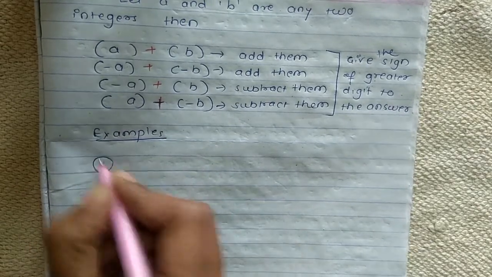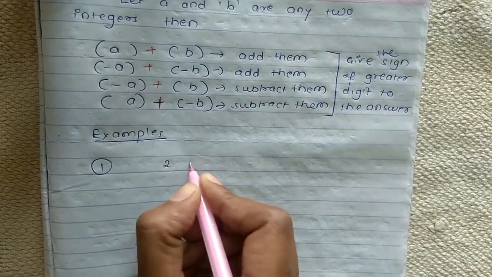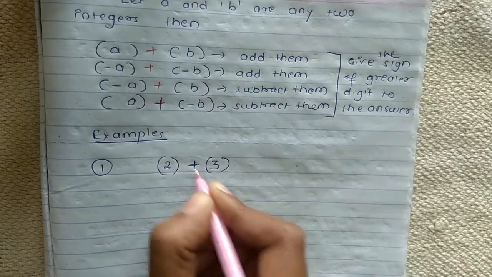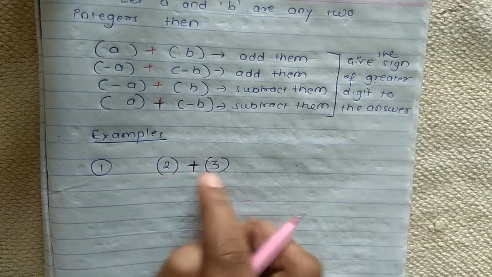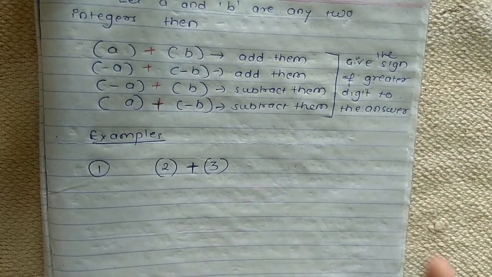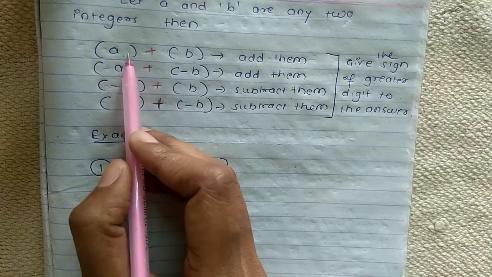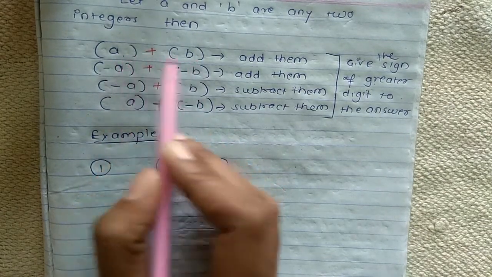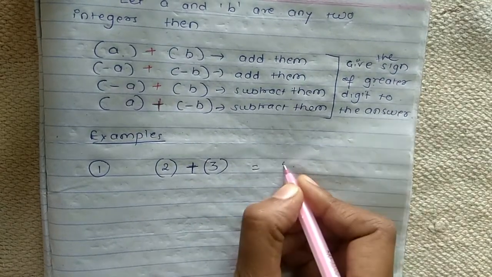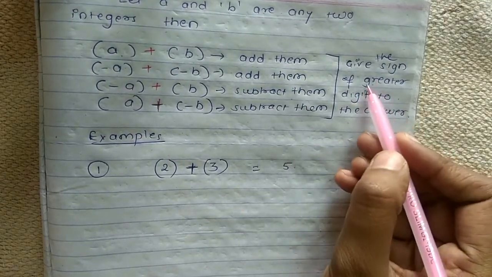Here we will have the example 2 plus 3. We have to add them. This is the sign of addition, and if they don't have a sign, what does it mean? We have to consider they are positive. So here it matches the first possibility: both have the same sign, both are positive, then add them. So 2 plus 3 is 5, and give the sign of the greater digit.